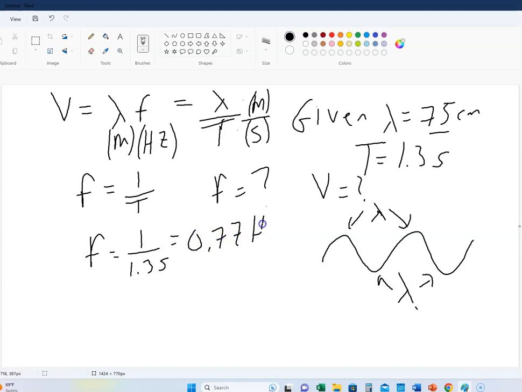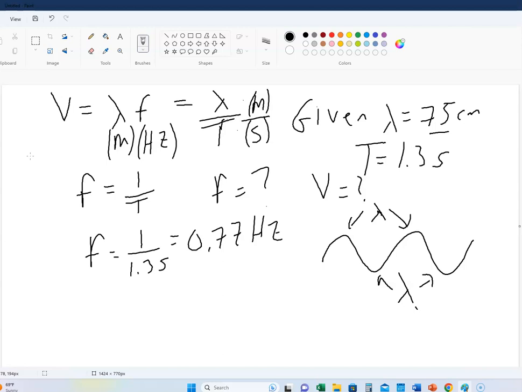0.77 hertz. What that means is, I'm sorry, the frequency, the number of cycles that go by per second, is 0.77. So it doesn't even complete one cycle in 1 second. Anyhow, let's get to the velocity.